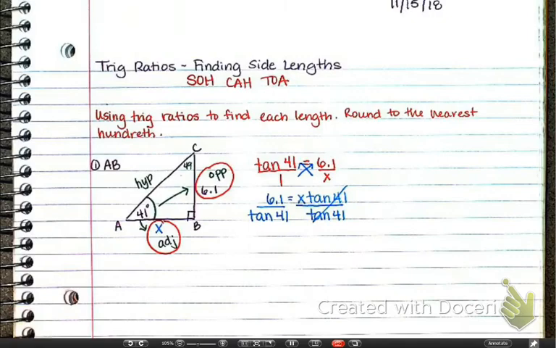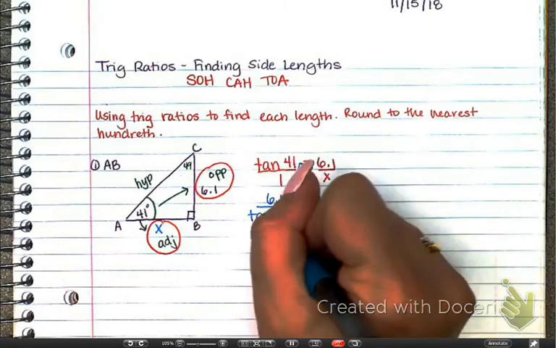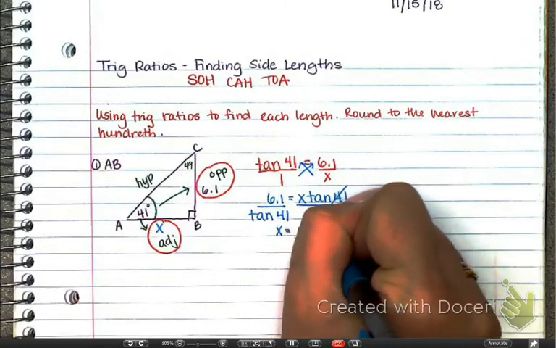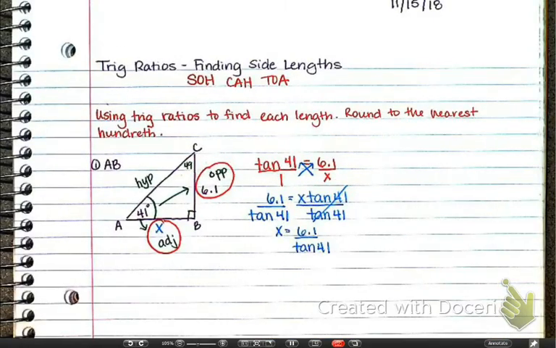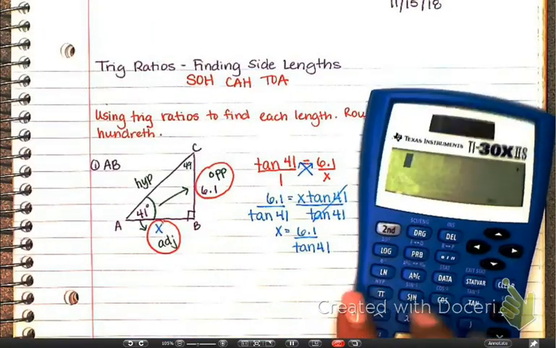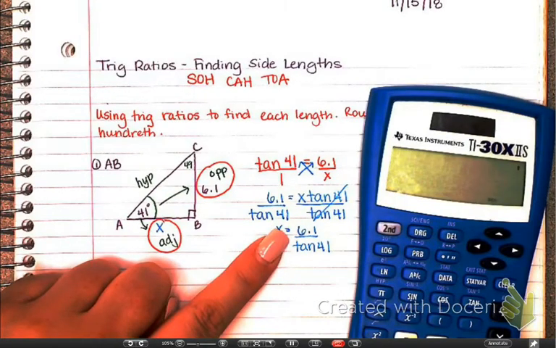So they're going to cancel on the one side. And I'm left with x equals 6.1 over the tangent of 41. If you don't have a calculator, that is as far as you are going to be able to go. I can give you a trig table, but they're not as fun to deal with because it gives you decimals, and then you're going to have to multiply and divide decimals. Here, we are literally plugging this into our calculator. So, in your calculator, 6.1 divided by the tangent of 41.